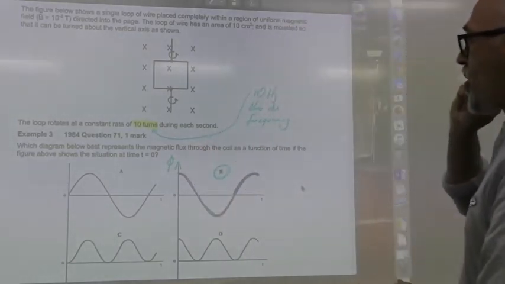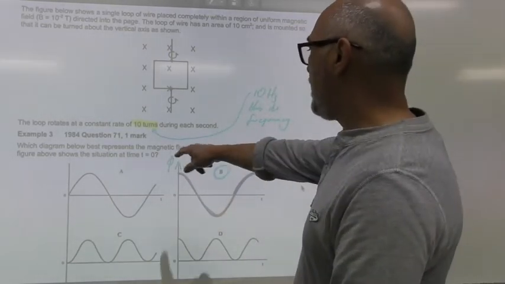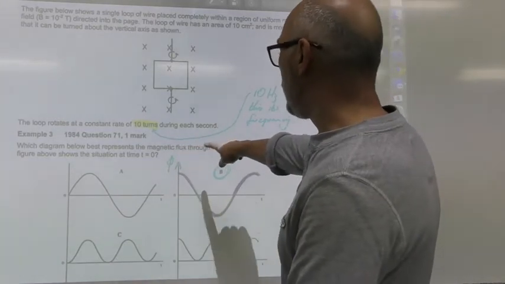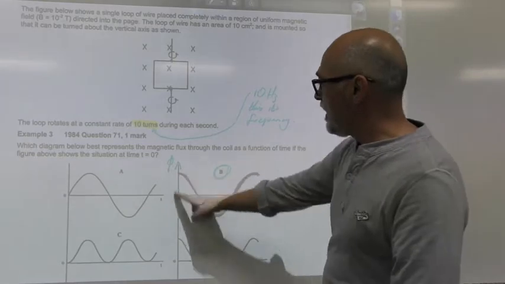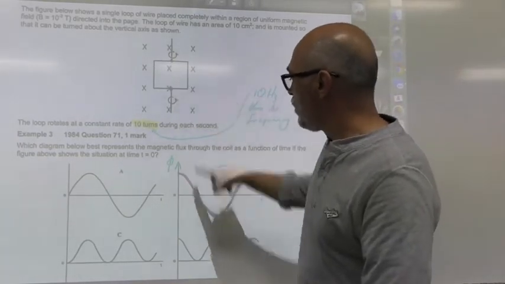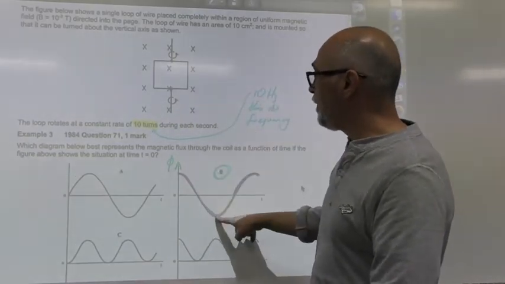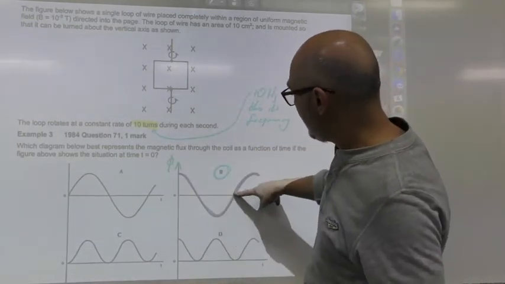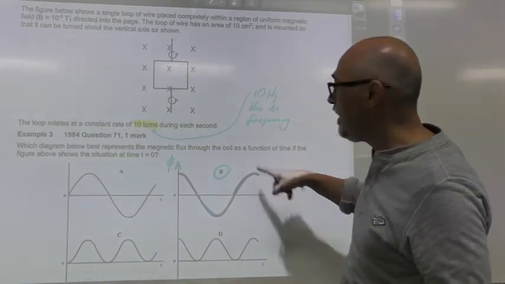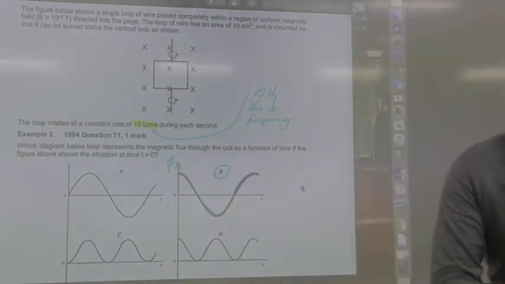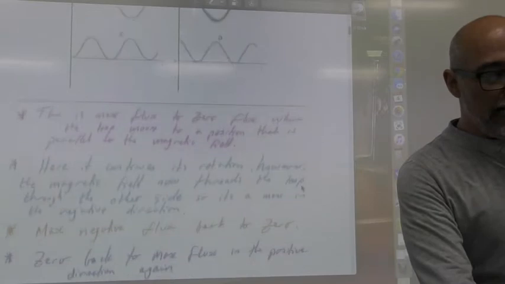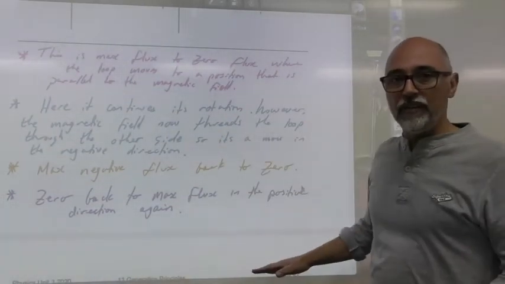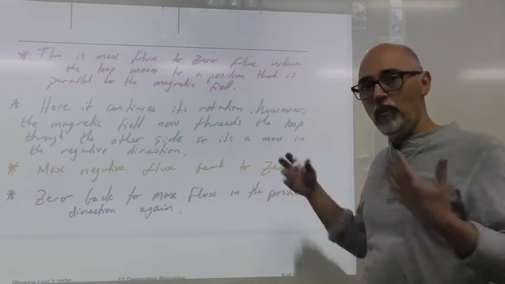So, which diagram best represents the magnetic flux as a function of time if the figure above shows the situation at time equals 0? So time equals 0 is this, that's full flux, to 0 flux, to full flux threading the loop through the other side, then back to 0, then back to the original, okay? That's it. Again, if you need to go back to that question, I have tons of notes on it, just to make sure you start to wrap your head around what I'm talking about.